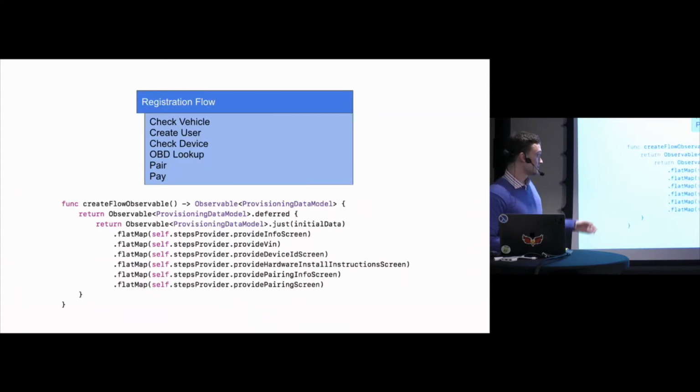It's just an observable created from initial data, and then we have a bunch of flatMap functions which represent screens. And in our case, when you want to change the order of the screens, you can just swap these functions. It is very clear, it is in one place, it is defined right there, and it works.